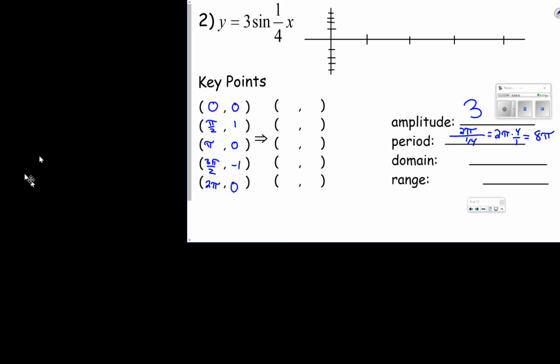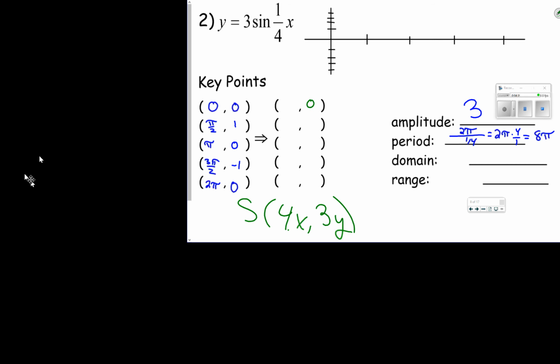Ready to do my scale changes. My scale change, you do 1 over b times x. Now, 1 over 1/4 would be 1 times 4. So that'll just be 4. 4 times x. And then a times y, or 3 times y. So all these numbers are going to get much bigger.